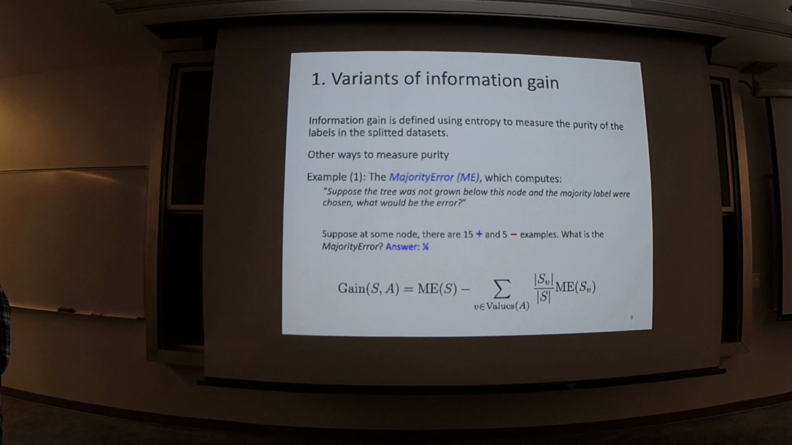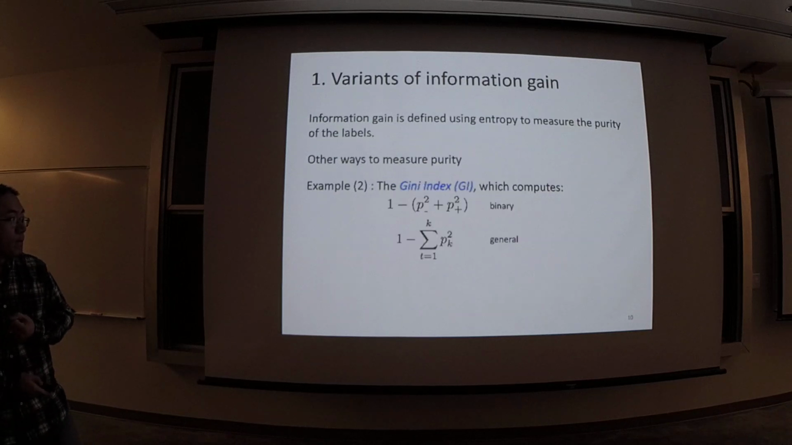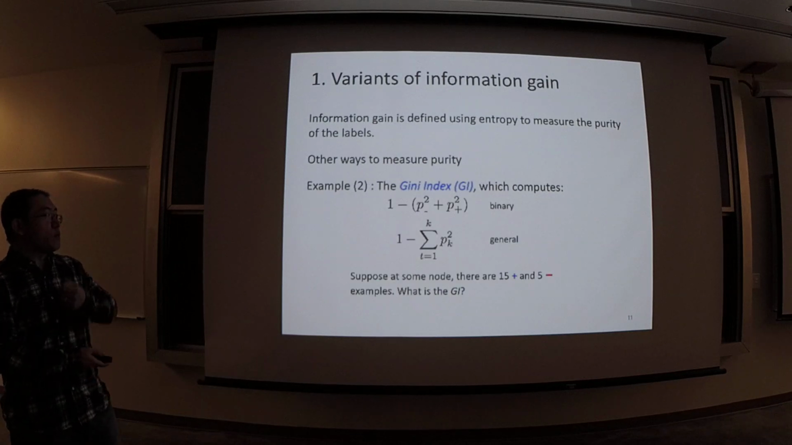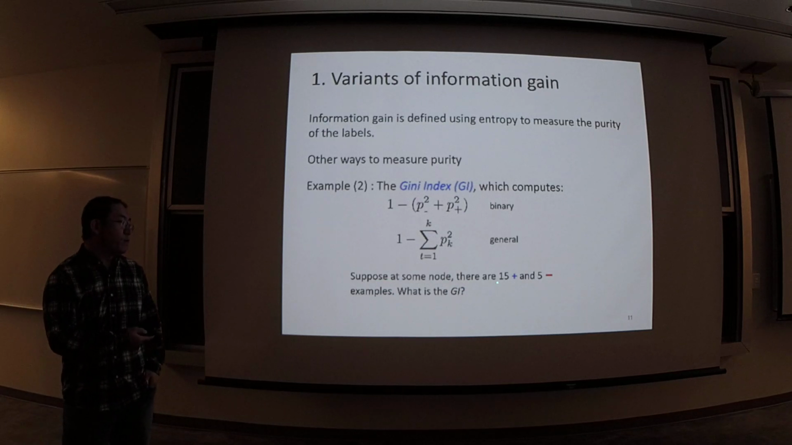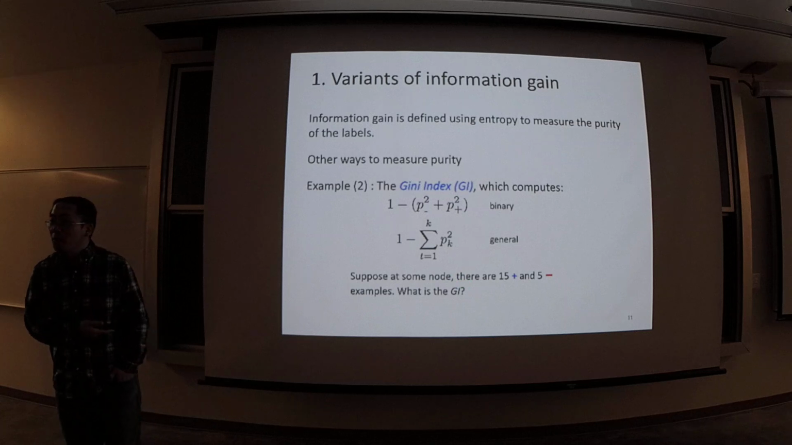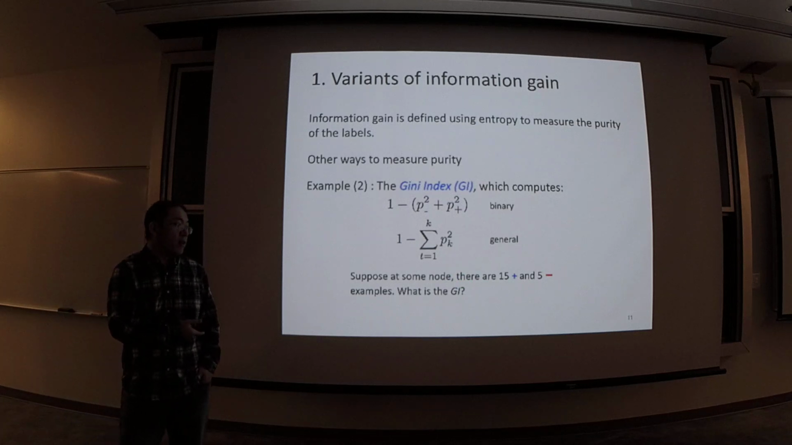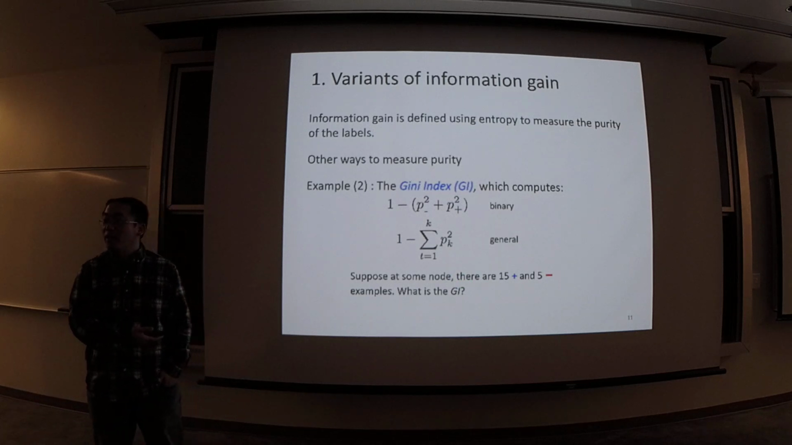Any other questions? Okay. So here's one simple practice, right? Suppose we have 20 examples, 15 are positive, 5 are negative. How do we compute the Gini Index?